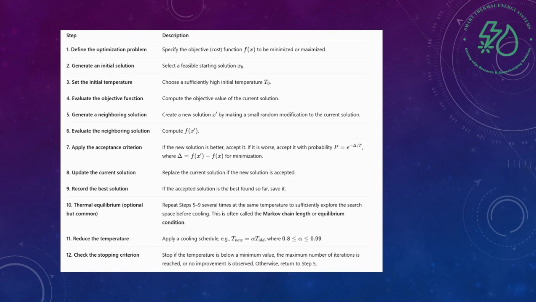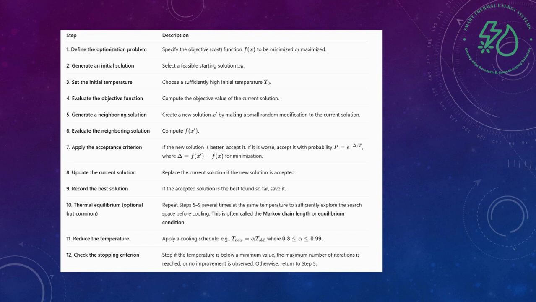Here we want to explain the steps of simulated annealing. Step 1, define the optimization problem. First, the optimization problem is defined by specifying the objective function. Suppose that f(x) is the objective here, with the decision variables and constraints that we have. The objective can be minimized or maximized anyway.